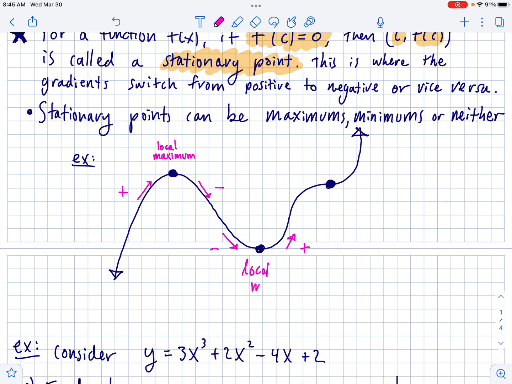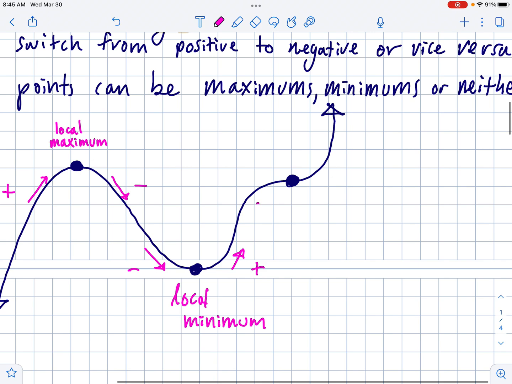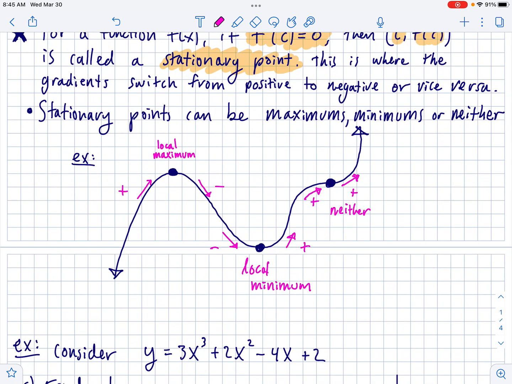Then down here on the second point, if it switches from negative to positive, this is a local minimum. And if it doesn't switch at all, like with this point, going uphill, uphill, uphill, so this is positive, but afterwards it's still going uphill, so this is another positive, this is neither a local maximum nor a local minimum. You can find these spots by setting the derivative equal to 0.